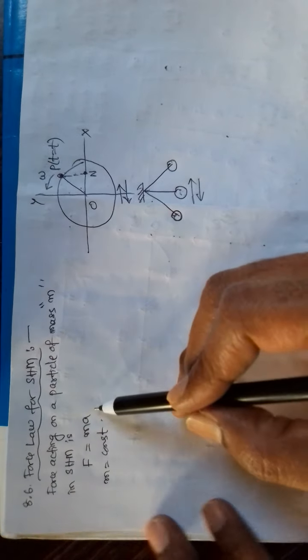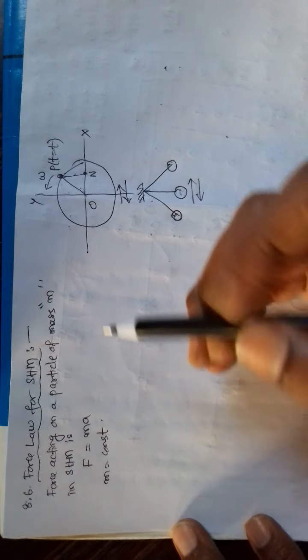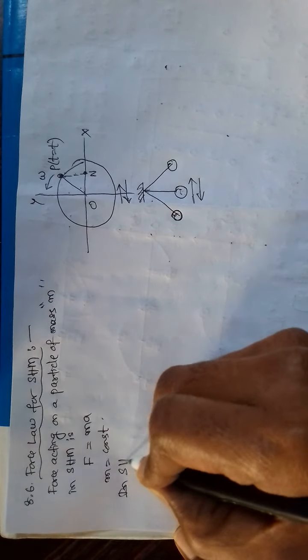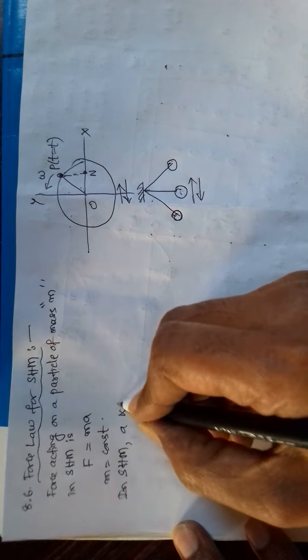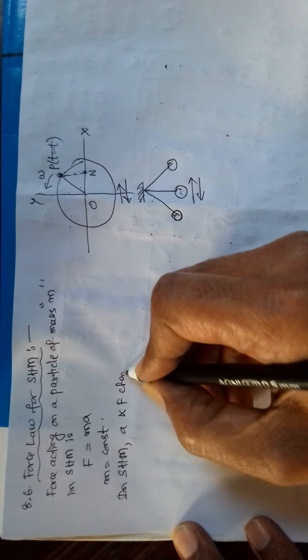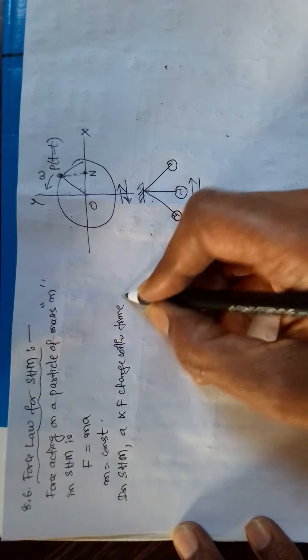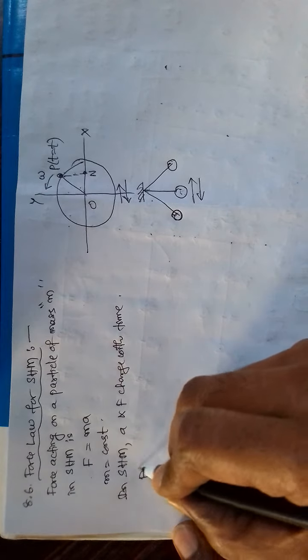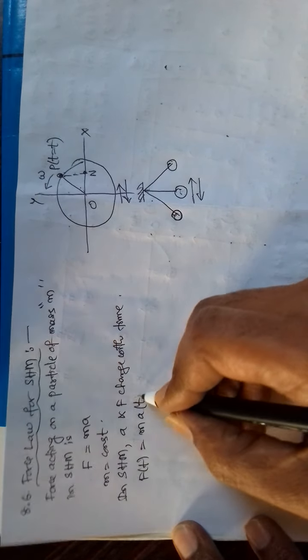If acceleration changes with time, automatically force also changes with time. Therefore, here in SHM, a and F change with time. Therefore, you can write this equation as F of t is equal to m into a of t.